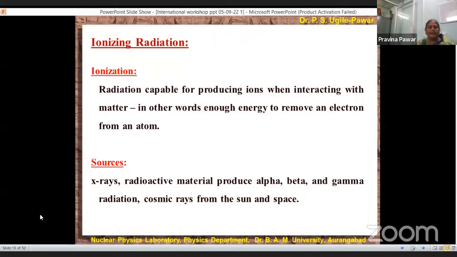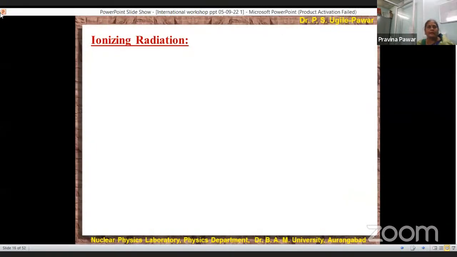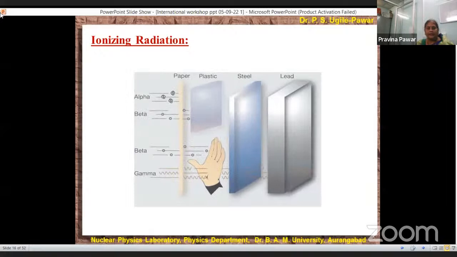The ionizing radiation. Ionization means separation of ions. For example, NaCl, Na+, Cl-, here is the ionization. It is radiation capable of producing ions when interacting with matter, in other words, enough energy to remove an electron from an atom. Now the sources are X-ray, radioactive material producing alpha, beta and gamma radiation, cosmic rays from the sun and space. The ionizing radiations, see this figure: alpha, beta, gamma, paper, plastic, steel and lead sheet is there.